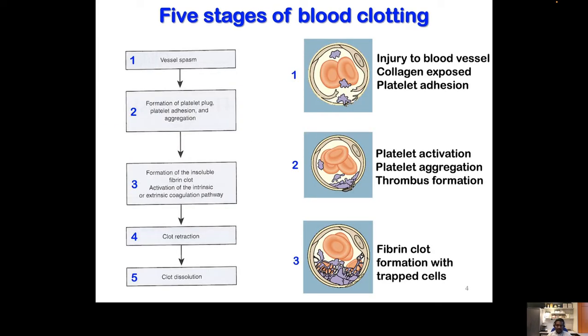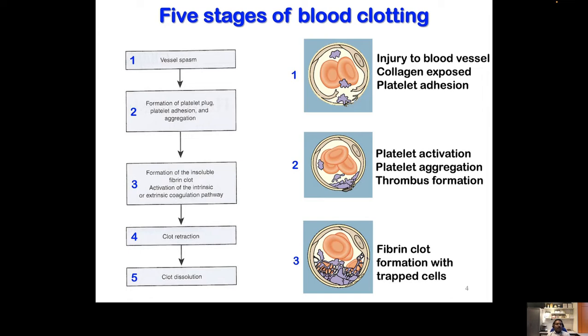Okay, so in this lecture, as I said, we are mainly going to talk about the 5 different stages of blood clotting. So what are the 5 stages? Stage 1 is called vessel spasm. As soon as the damage occurs, the vessel will constrict in order to prevent excessive blood flow in the affected region. That's called vessel spasm. The second one is the formation of the platelet plug, through platelet adhesion and aggregation. So basically, platelet activation and the formation of platelet aggregation is the second stage.